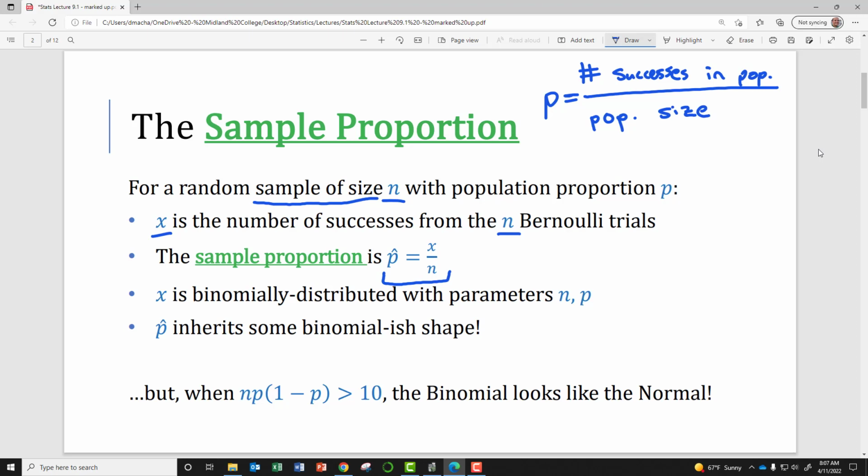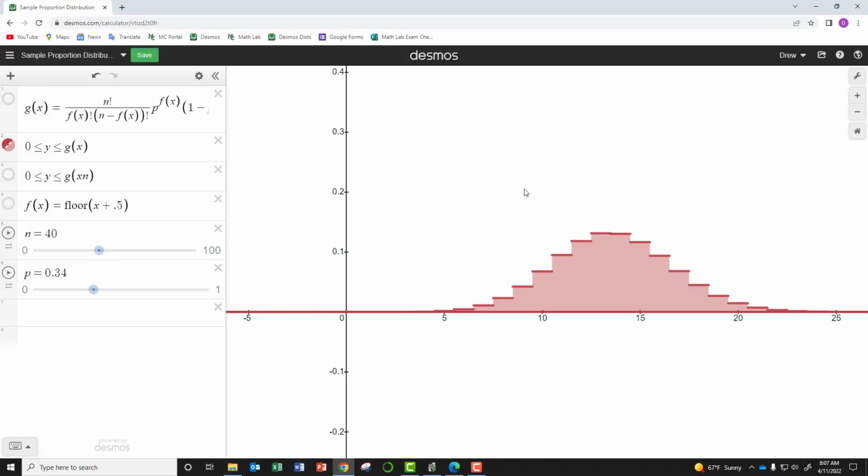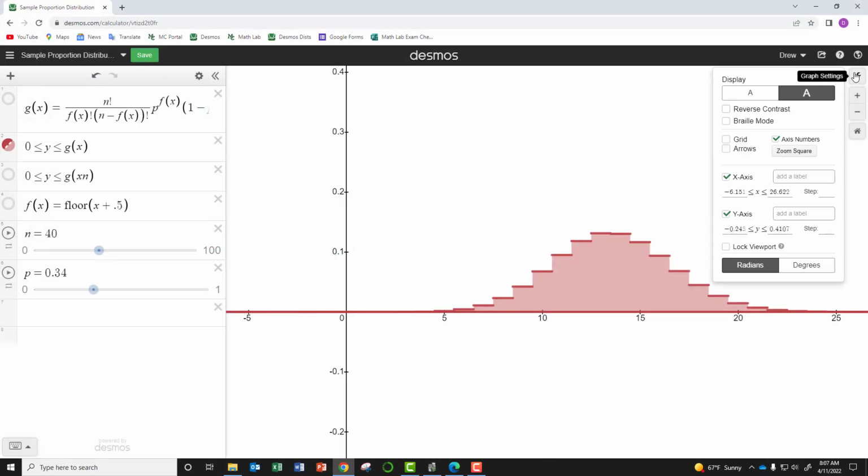And you know that since X is just the sum of the number of Bernoulli trials, that means that X is a binomially distributed random variable. And that also means that since p hat is just some binomial random variable divided by a constant, that means p hat inherits some of this binomial shape. And I've said this before in chapter 8, but maybe I didn't show you, and so I actually have a visual today of what this looks like.